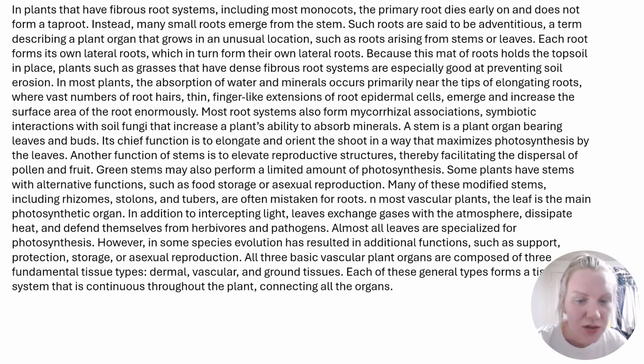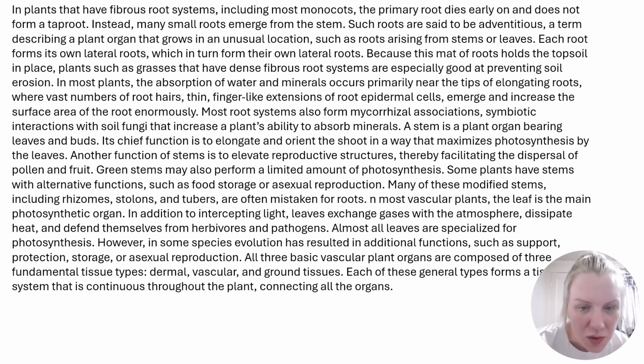In plants that have fibrous root systems, including most monocots, the primary root dies early on and does not form a taproot. Instead, many small roots emerge from the stem. Such roots are said to be adventitious, a term describing a plant organ that grows in unusual locations, such as roots arising from the stems or leaves. Each root forms its own lateral roots, which in turn form their own lateral roots. Because the mat of roots holds topsoil in place, plants such as grasses have dense fibrous root systems and are especially good at preventing soil erosion.